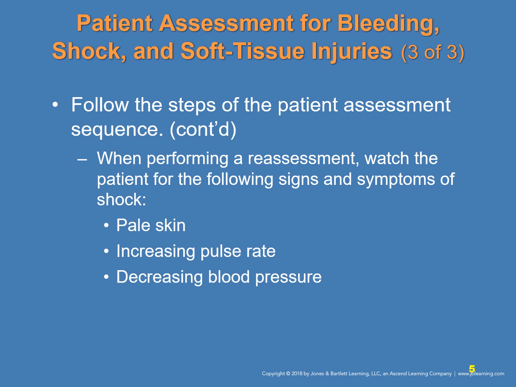When obtaining a sample history, ask the patient whether he or she is using a blood thinner, which may interfere with blood clotting. For trauma patients, you will usually perform the secondary assessment before you obtain the sample history. When performing a reassessment, watch the patient for signs and symptoms of shock: pale skin, increasing pulse rate, and decreasing blood pressure.